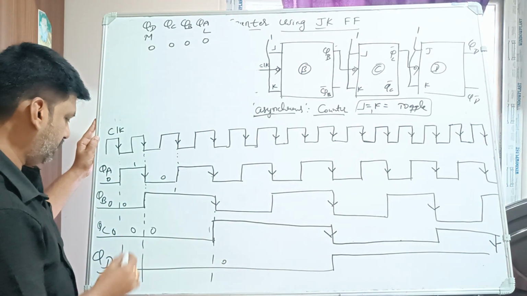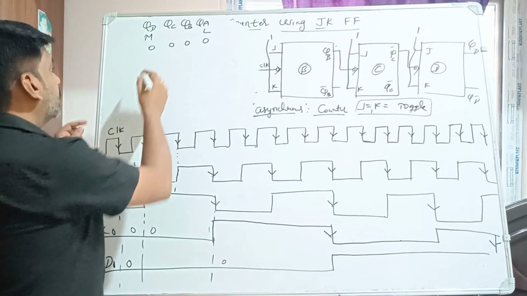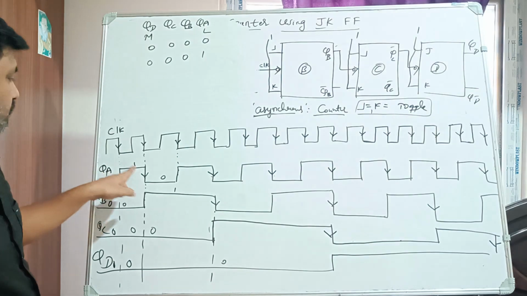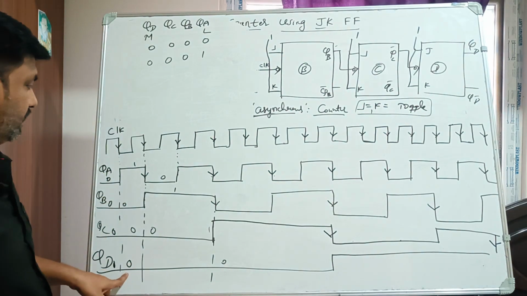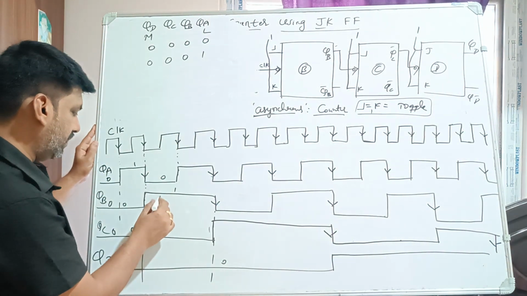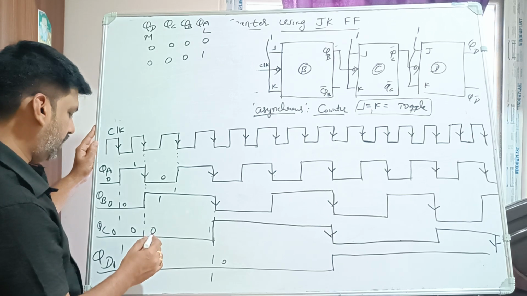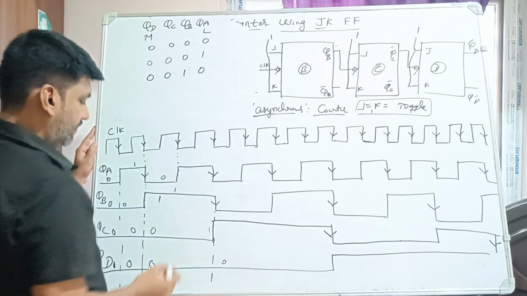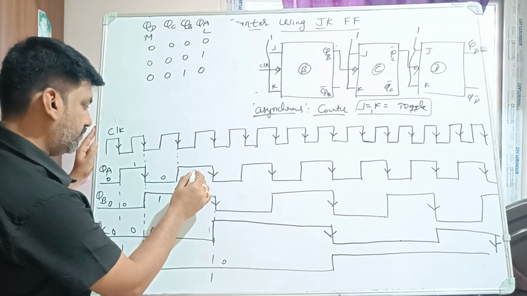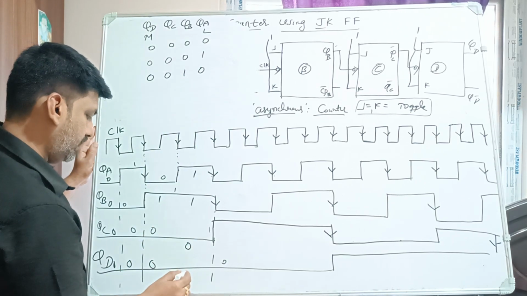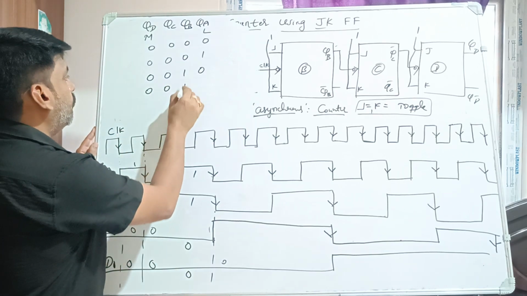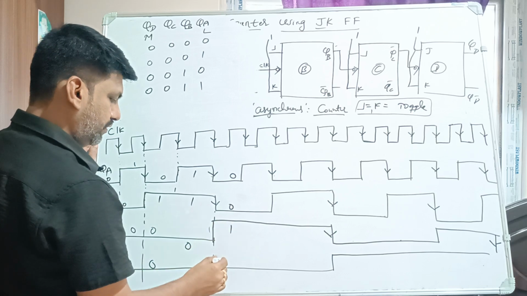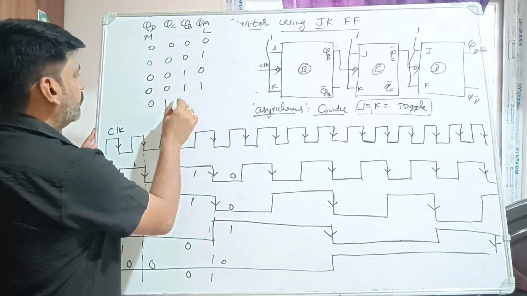0 0 0 1, right? So it is 0 0 0 1. The 1 is there because QA is 1 now. It is LSB and this is MSB. Next, similarly, you can start observing what is the value. It is 0 0 1 0, right? Similarly, you can see it is 0 0 1 1. Next, 0 1 0 0, right?